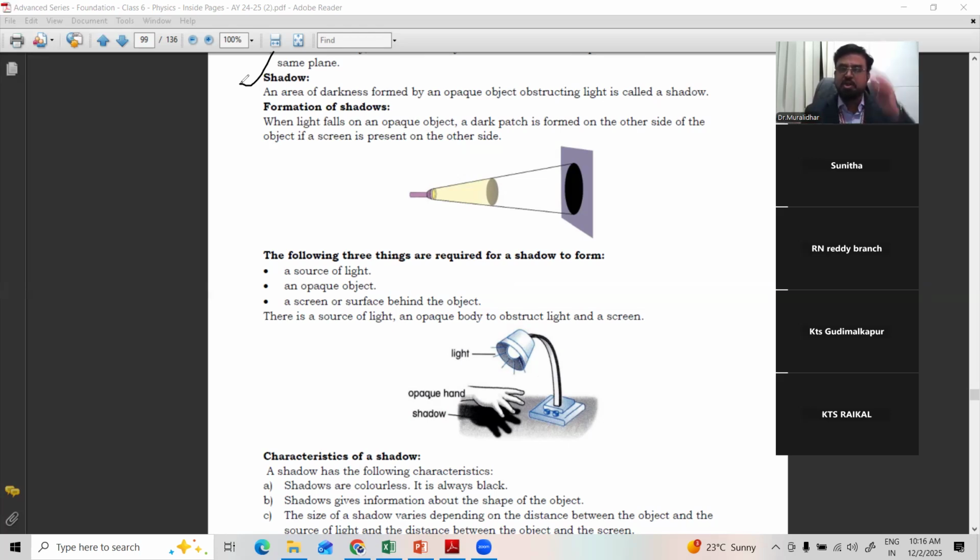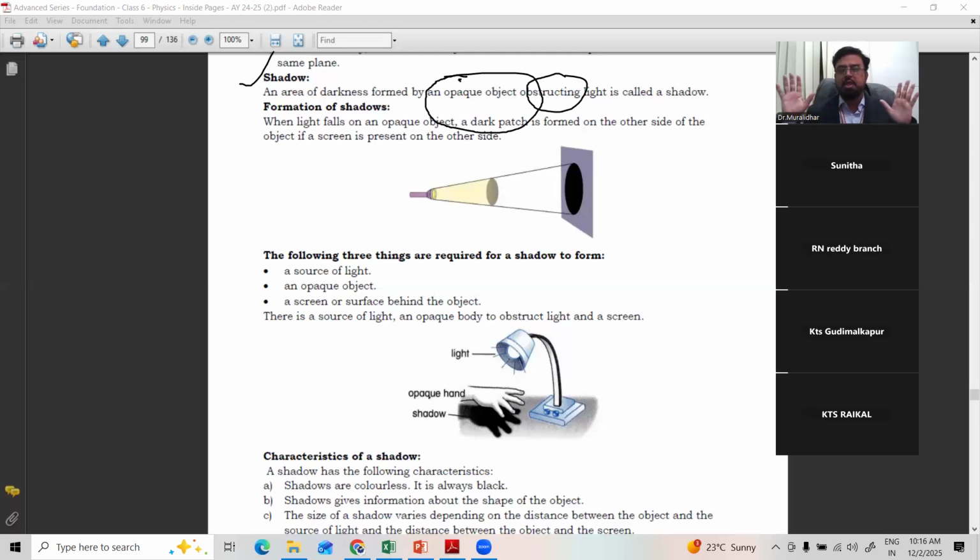These shadows you can see in nature also. Solar eclipse, moon or lunar eclipse. All these are formed due to the formation of shadow only, the shadow of the moon or the earth. We'll see, what is shadow? An area of darkness formed by an opaque object obstructing the light is called shadow.